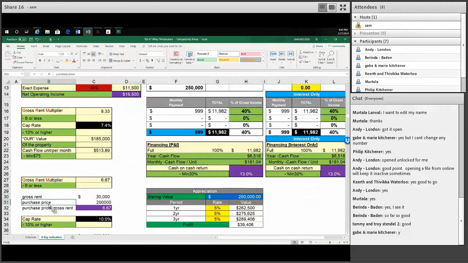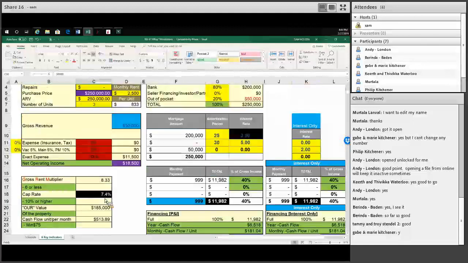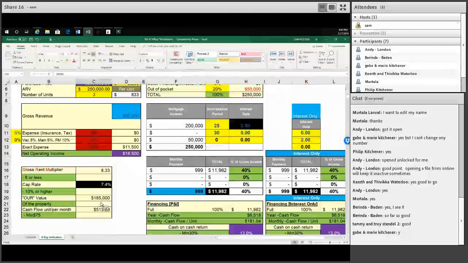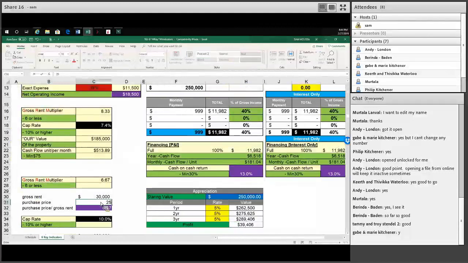That's what these indicators really tell us. So we come down here and we see gross rent multiplier. This explains it. Gross rent multiplier uses gross rent and purchase price, those are the two things it looks at. It takes the purchase price and divides it by the gross rent. That's how it gets its number. The gross rent in this property is actually $30,000. The purchase price though is $250,000, so we'll see that it's the same 8.33.